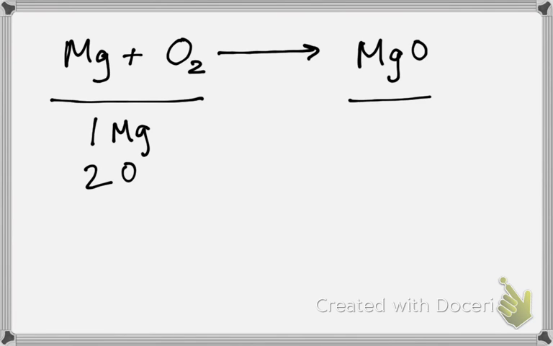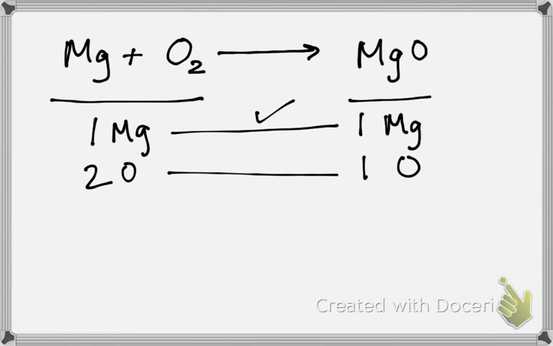Over on the right side, we've got this 1 magnesium, and then the other part of magnesium oxide is 1 oxygen. So we have a problem here. These two, great, matched up. These two, not good, because we've got 2 oxygens on the left side and only 1 oxygen on the right side. So we have a situation here that we have to try to fix.